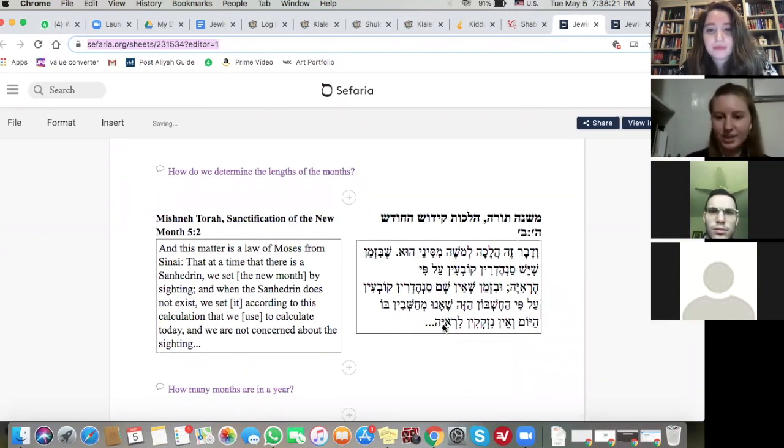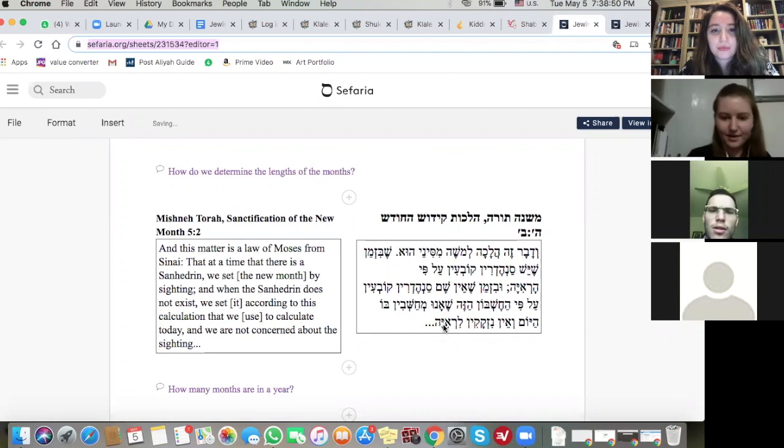Shebizman sheyesh Sanhedrin kovin al pi hariyah, ubizman she'ein sham Sanhedrin kovin al pi hacheshbon hazeh, shanu mechashbin bo hayom ve'ein zakikin l'riyah. So in the times that there was a Sanhedrin, so when there was a Beit HaMikdash, like I said, the witnesses would talk to Beit Din, and then Beit Din would declare the new year or the new month. But nowadays we have a calendar that we calculate. So just kind of put that in the back of your head.